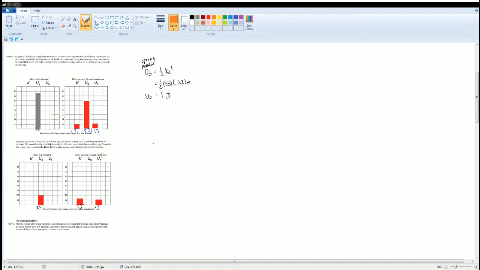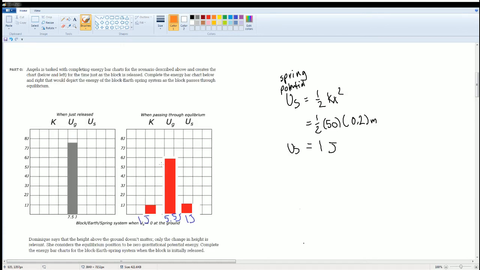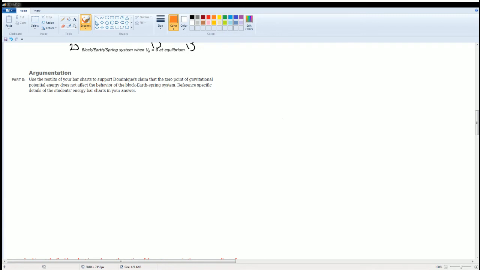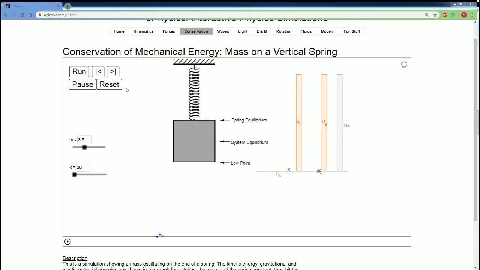Okay, think about that. All right, now we are going to do part D, but before that, I'm going to pull up an interactive for you to look at. Okay, here you have a mass and it's on a spring. So notice right now it's not moving. There is no US, no spring potential, because there's no displacement from equilibrium. There's no kinetic because there's no velocity. It's all gravitational potential energy right here, UG.